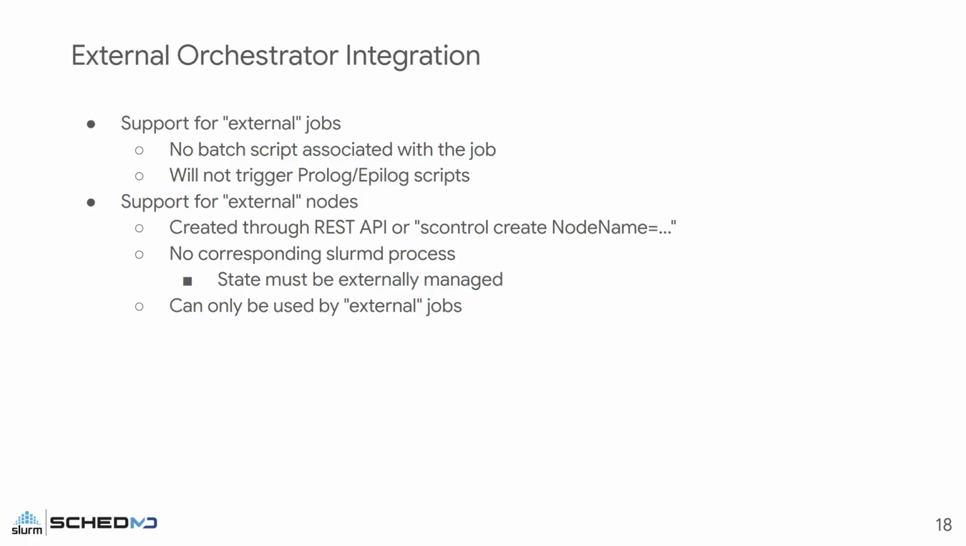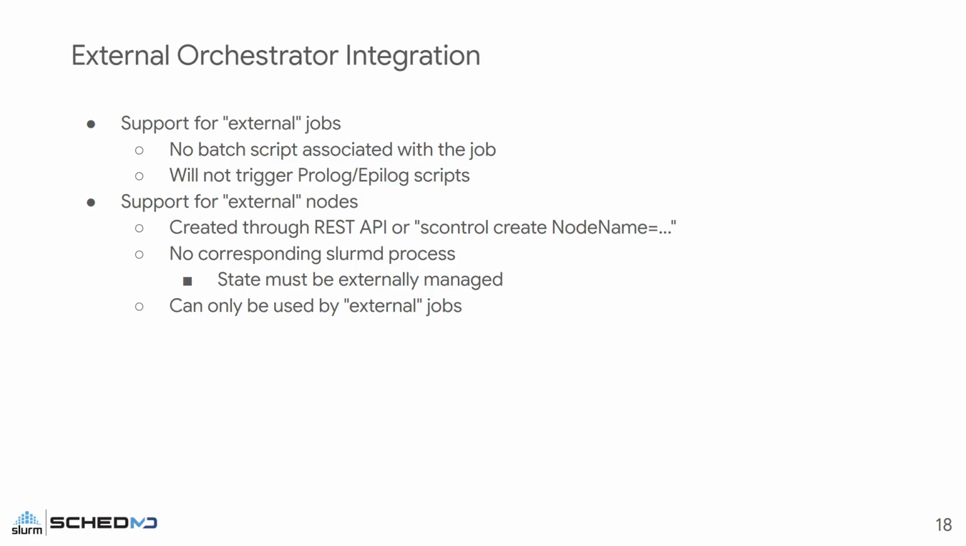Then adjacent to this is this idea of an external node. External nodes are created through the REST API or can be created through the scontrol command. These are nodes that are pure scheduling entities. There's no slurmd process. Slurm's resource management layer does not exist for these. Something is externally driving and managing the state of this node. For instance, the Slinky bridge is specifically what was designed to consume this interface, to be able to purely manage and schedule against Kubernetes workloads that aren't going to run Slurm work.